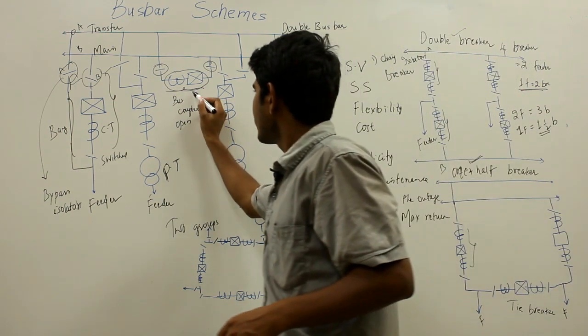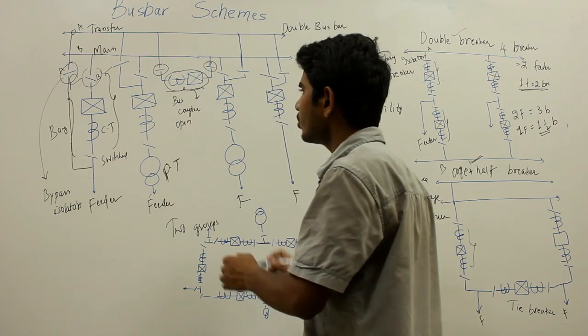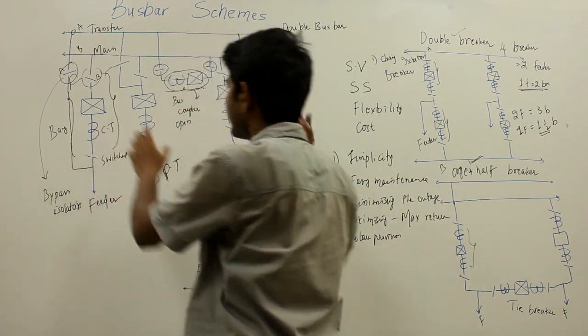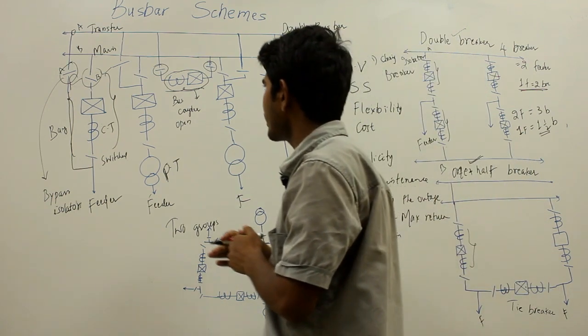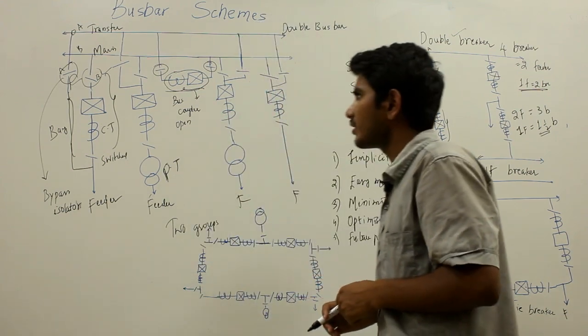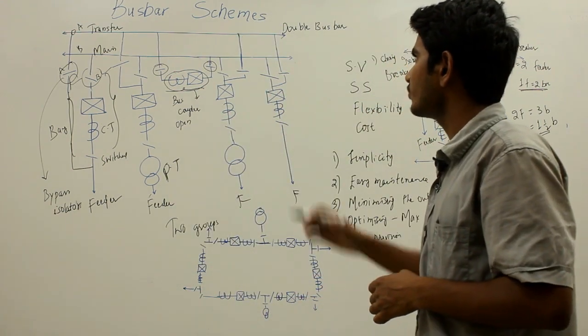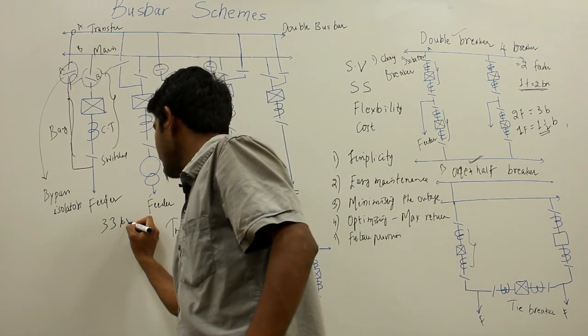So here the circuit breaker maintenance can be done without affecting or interrupting the power supply. So any maintenance of this circuit breaker can be done without interruption of power supply. That is the main advantage of this bus bar scheme, and it is basically used for 33 kV systems.